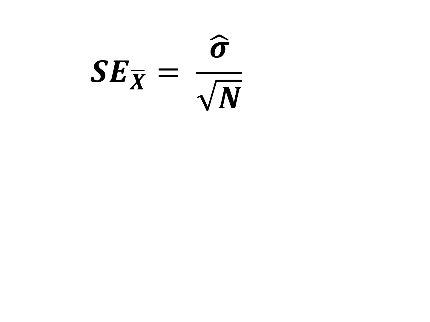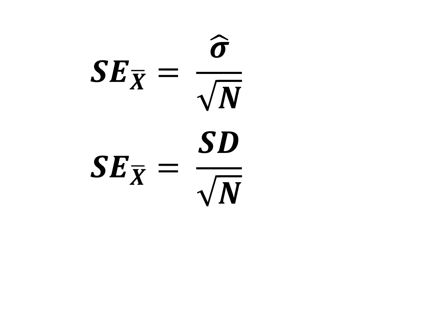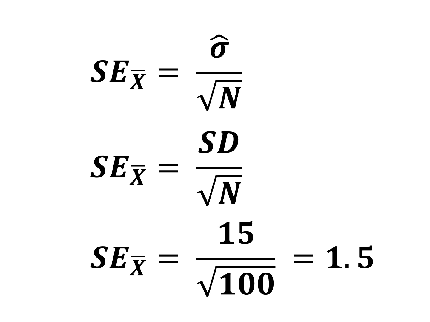Here's our general formula for the standard error of the mean. The standard error of the mean is equal to sigma divided by the square root of n. We don't know sigma, so we will use an estimator of sigma. So here's the same formula again, but we substitute SD, the sample standard deviation, for the estimator of sigma. Then we just plug in the numbers. SD is 15, n is 100. 15 divided by the square root of 100 is 15 divided by 10, which is 1.5. So the standard error of the mean is 1.5.